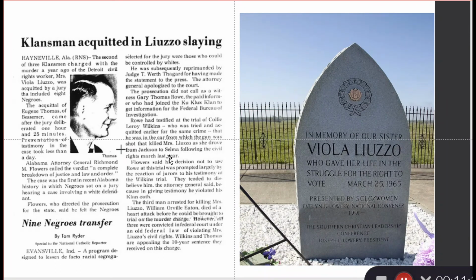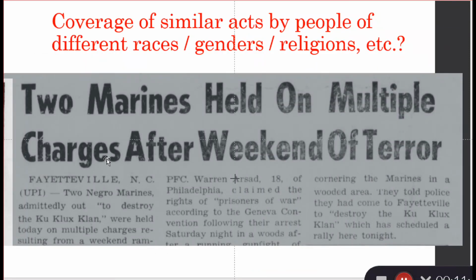But if you notice here in the article, and this ran in a variety of papers, they don't call it terror, right? So the KKK is not perpetrating terror at the very same time that the two Negro Marines who are out to destroy the KKK are depicted as terrorists, right?